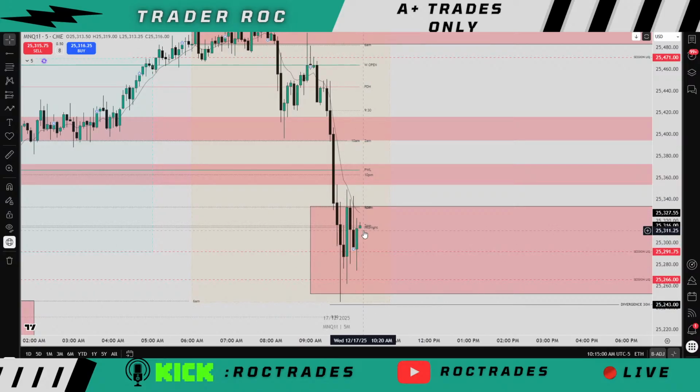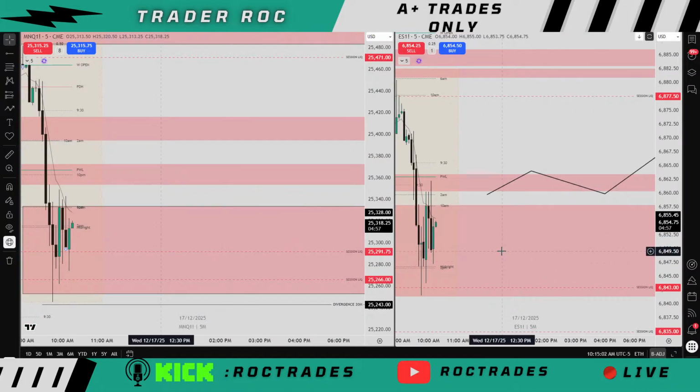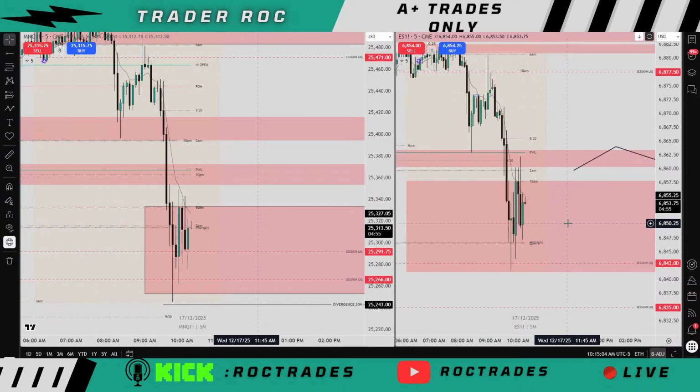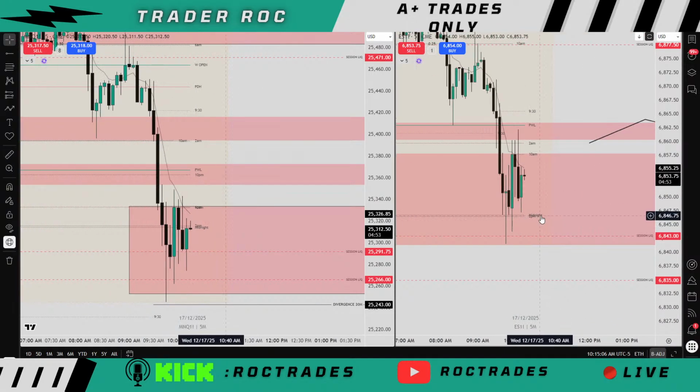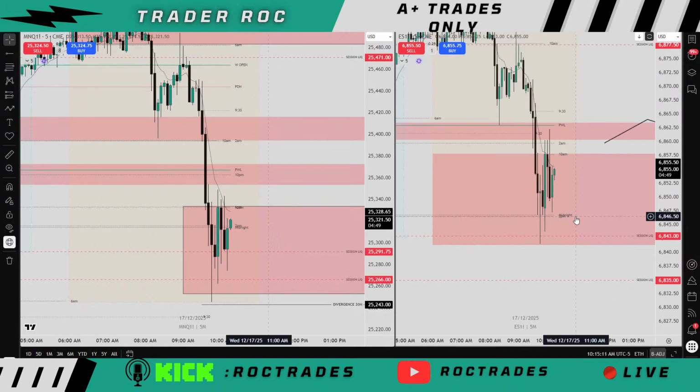We got midnight price sitting in here. Notice, oh yeah, this looks nice, right? What do you notice, right? I see ES rejecting midnight with that SMT lower. And then I see Nasdaq fighting to get back above midnight.